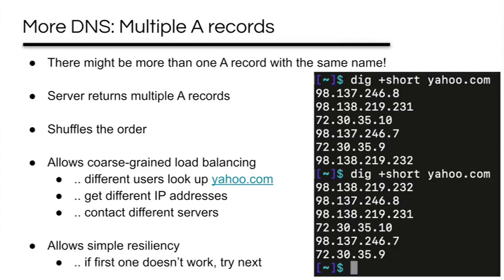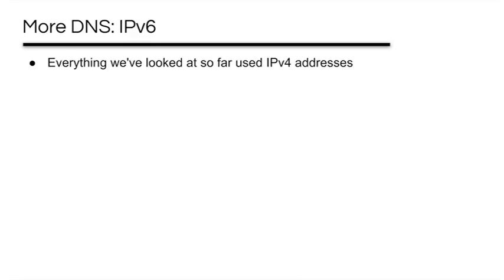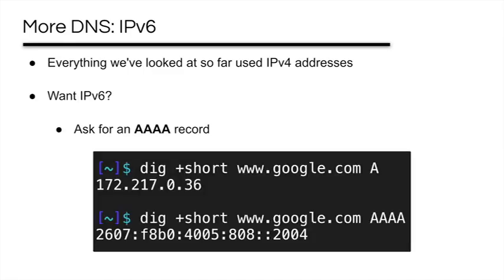This can also be used as a simple resiliency method. For example, if Google Chrome gets multiple A records and the first one doesn't work, it'll try the next one, and so on. You may have noticed that everything we've looked at so far has been focused on IPv4 addresses. For IPv6, you just use the AAAA record type instead of the A record type. Here you can see I used dig to look up the A record for Google and got an IPv4 address. Then I looked up the AAAA record and got an IPv6 address.